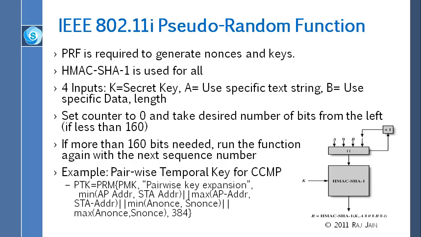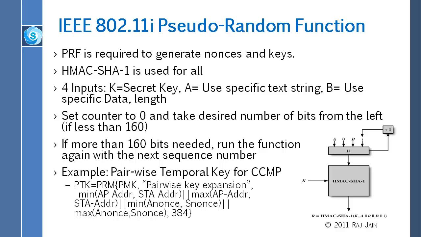Set counter to 0, and the desired number of bits on the left is less than 160. So then you get the number of keys that you need, as many as you need. And if you need more than 160 bits, because the hash function produces only 160 bits, if you need 384 or 512, as we saw in the previous case, then you run it again. Put the counter again and run one more time. So now let's see an example of this.